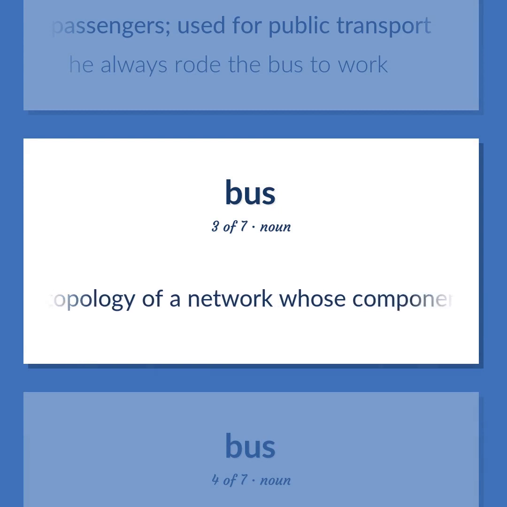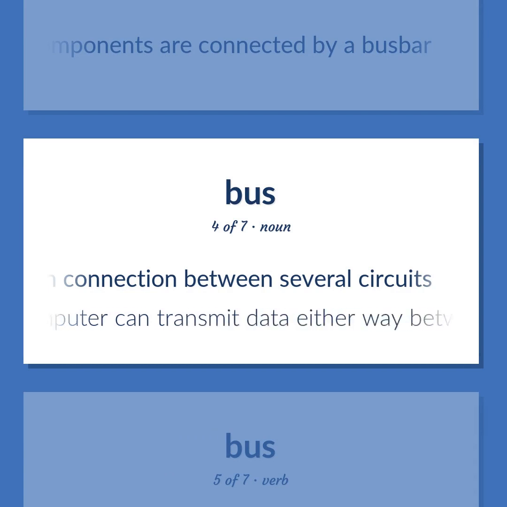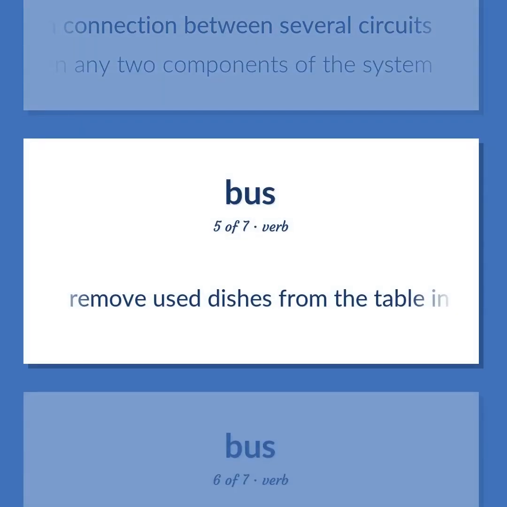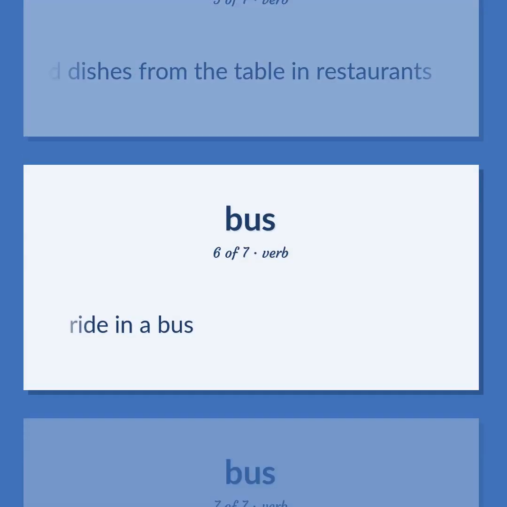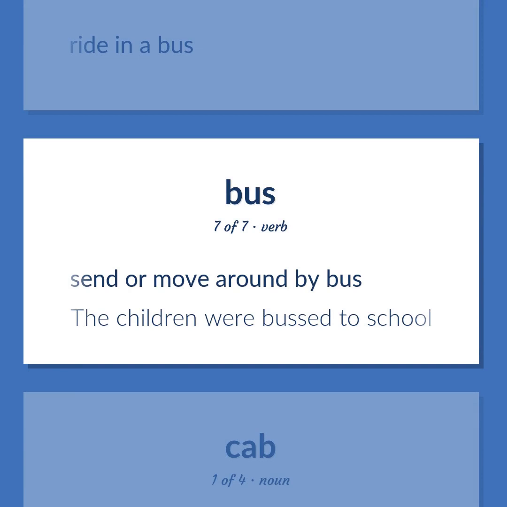The topology of a network whose components are connected by a busbar. An electrical conductor that makes a common connection between several circuits. The busbar in this computer can transmit data either way between any 2 components of the system. Remove used dishes from the table in restaurants. Ride in a bus. Send or move around by bus. The children were bused to school.